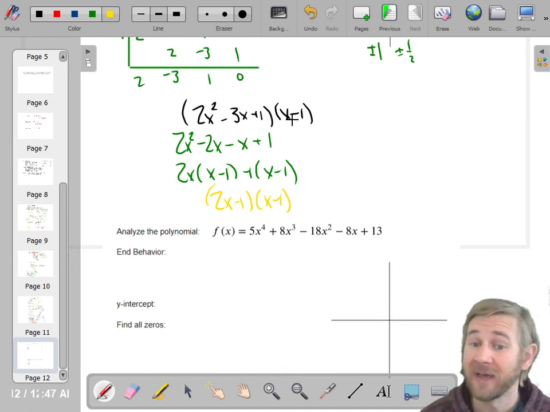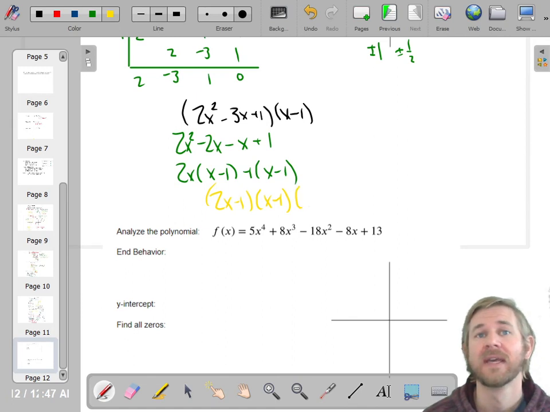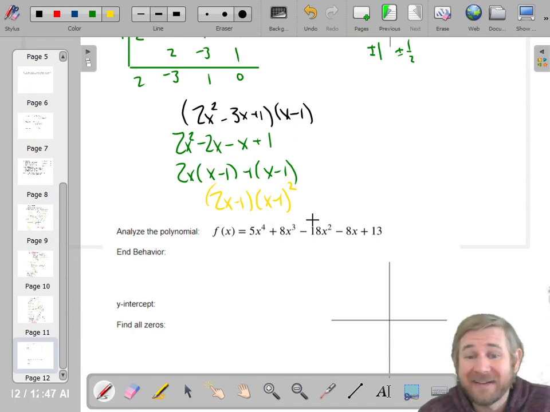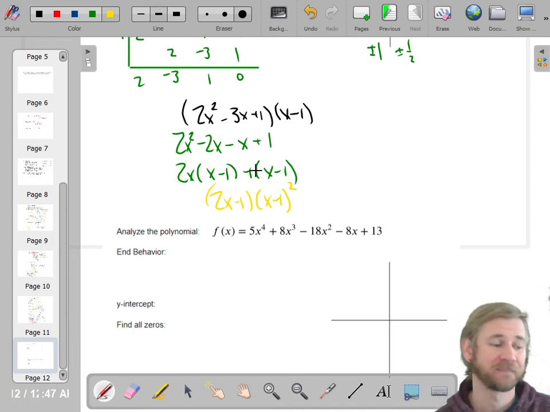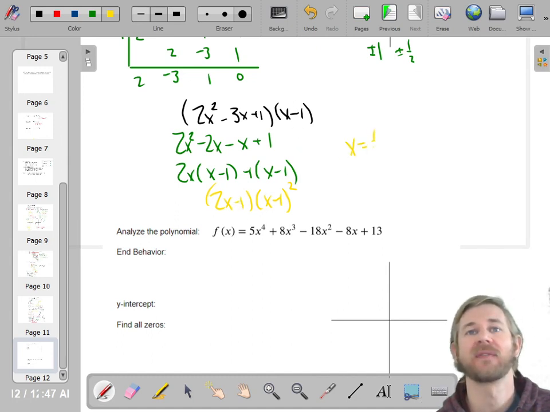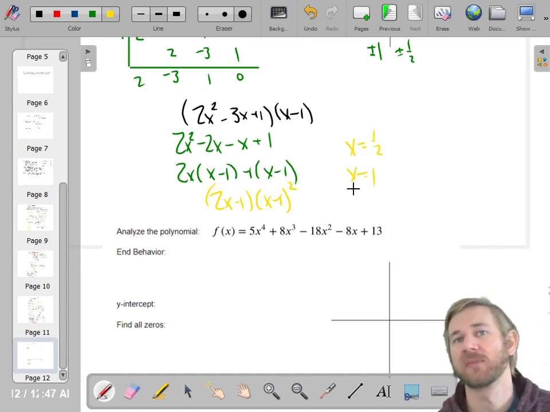And then there's another x minus 1, which means this will be x minus 1. Instead of writing it x minus 1 again, you want to write it squared. That way you remember, oh, it's multiplicity. I'm going to bounce off the x-axis at positive 1. So where are my zeros? Positive 1/2 and positive 1, which is a multiplicity degree 2.